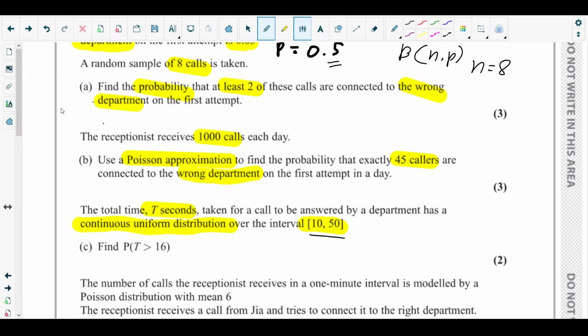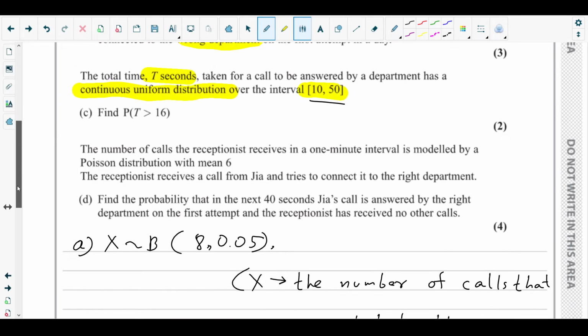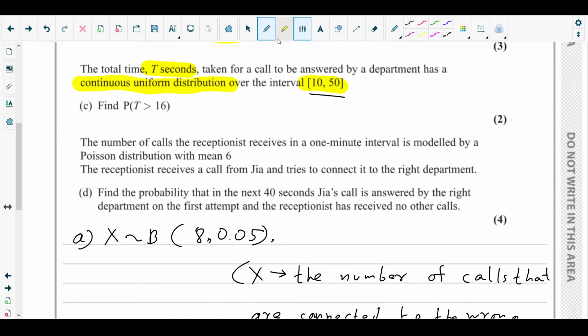Part D, the last part of this question. The number of calls the receptionist receives in a minute interval is modeled by a Poisson distribution with mean 6. The lambda here is 6. So try to figure out what the details given are. Part D is basically a bit tricky question, because it is a combination of independent events, a combination of independent variables.